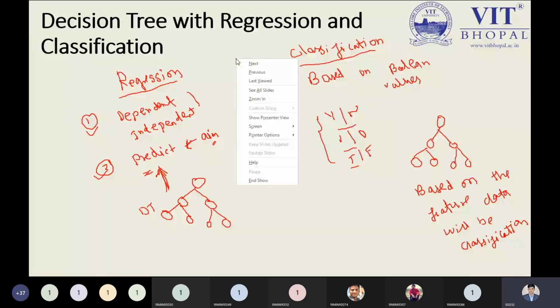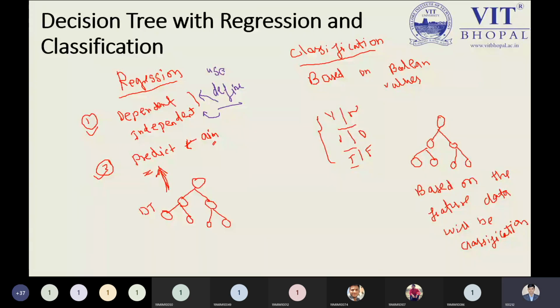But you have observed the important point so far. In regression, we will define the important terms: what is the independent variable and what is the dependent variable. Who will define? The user defines. I can write it here for understanding purposes. So in regression, as a user, I will define what is the independent variable and what is the dependent variable.